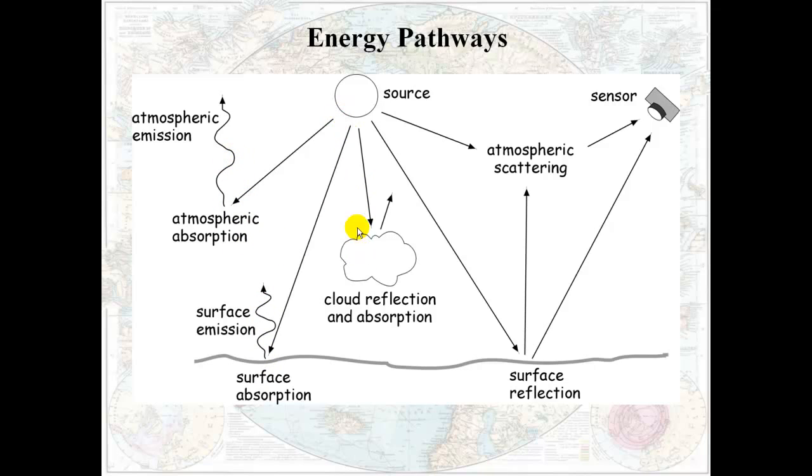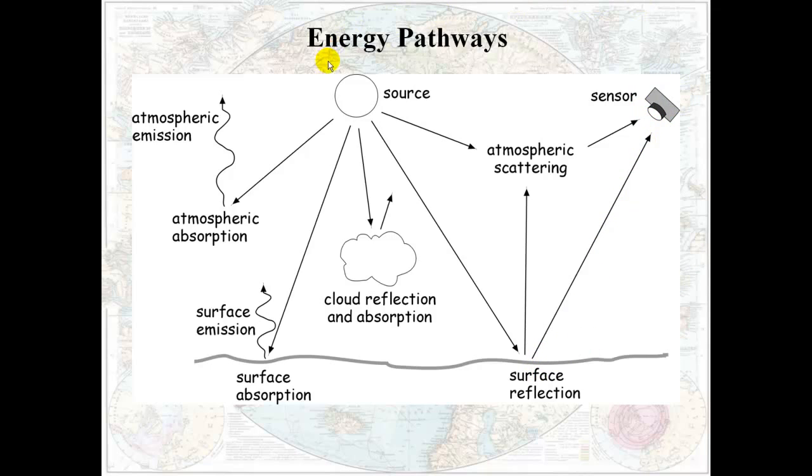Things can get reflected from the clouds, so they can just bounce right off the clouds and they don't even hit the surface. They can also bounce off the surface, and that's going to be one of the main things that we're going to be able to sense: the energy comes in from the sun, bounces off what it is we're interested in, and gets to our remote sensor, and we're able to store information about what was reflected.